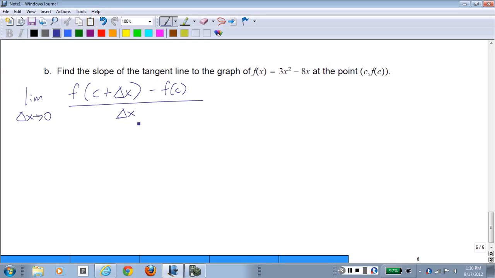We have the specific function, 3x squared minus 8x. So we can evaluate this function at c plus delta x. We take 3, and we substitute in c plus delta x, and we square it. Minus 8 times the quantity c plus delta x.